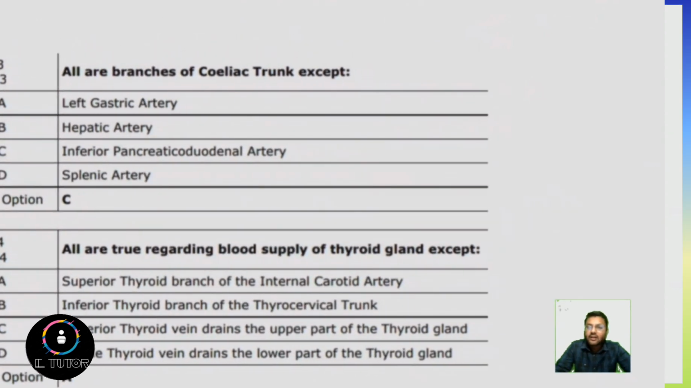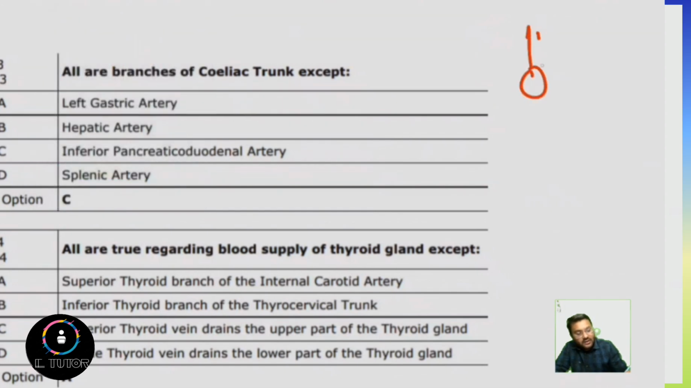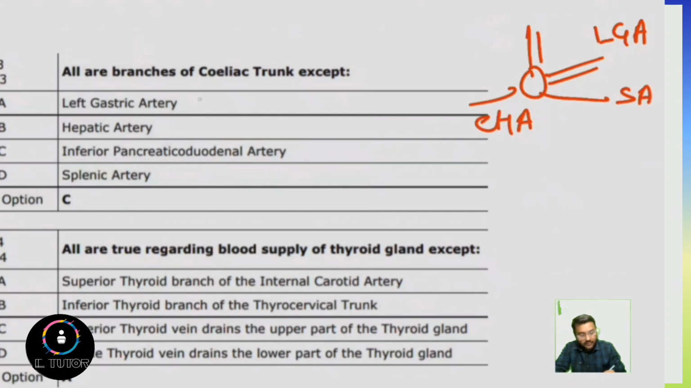All are branches of celiac trunk except. So we have already studied the celiac trunk in the previous question. Celiac trunk has three branches: left gastric artery, splenic artery and common hepatic artery. So left gastric artery and hepatic artery is there, and splenic artery is there. But inferior pancreaticoduodenal artery is not a direct branch of the celiac trunk. So option number 3 is the correct answer.